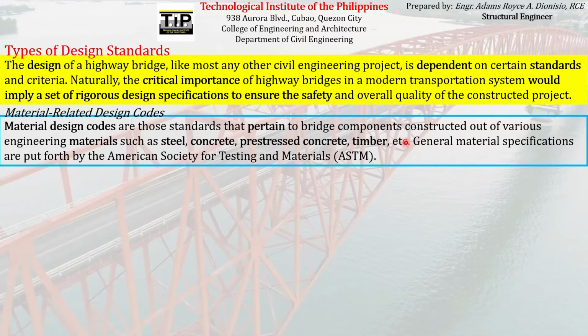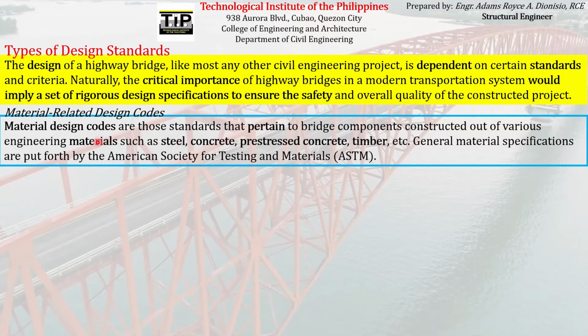As you have seen on our previous discussions, there are different components of a bridge, and sometimes these different components are made out of different materials such as steel, concrete, prestressed concrete, timber, etc. So these are usually referred to as material design codes, or material related design codes. These are standards that are usually referred to whenever a certain material is being used in the design of a particular highway bridge project.